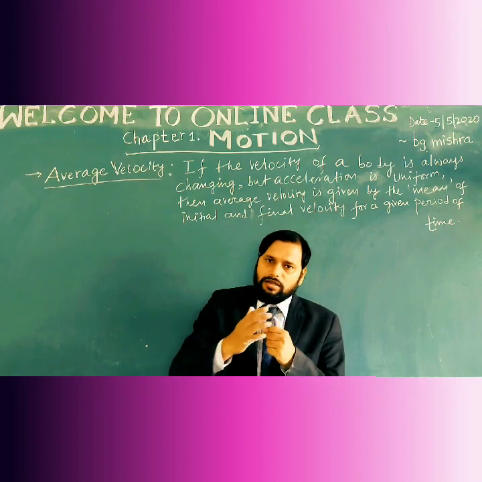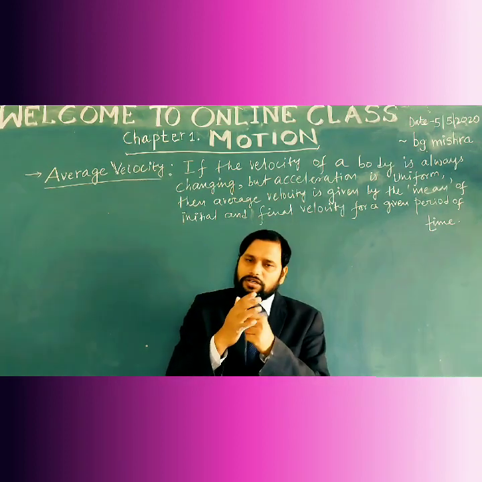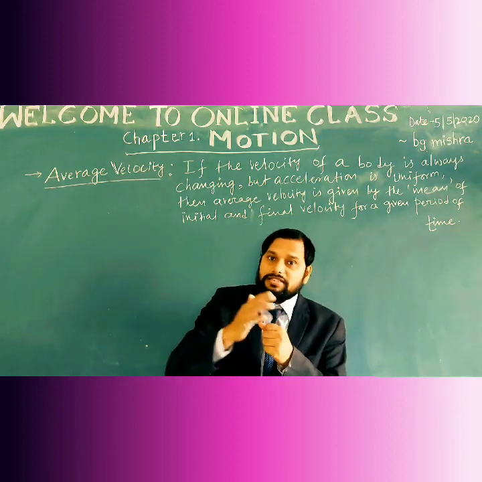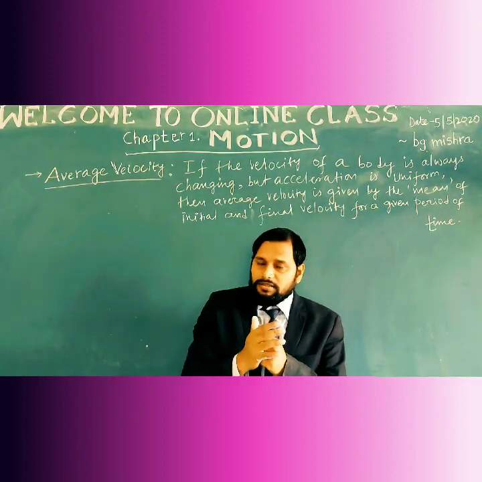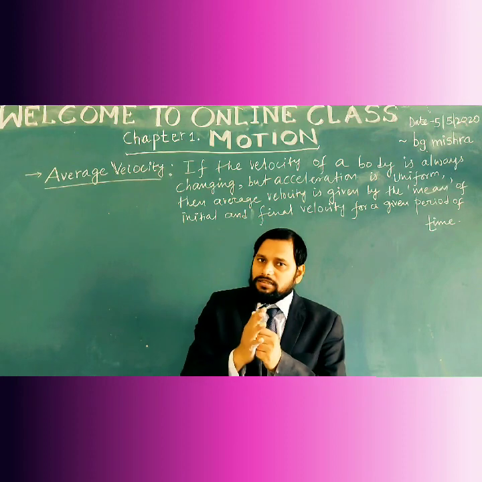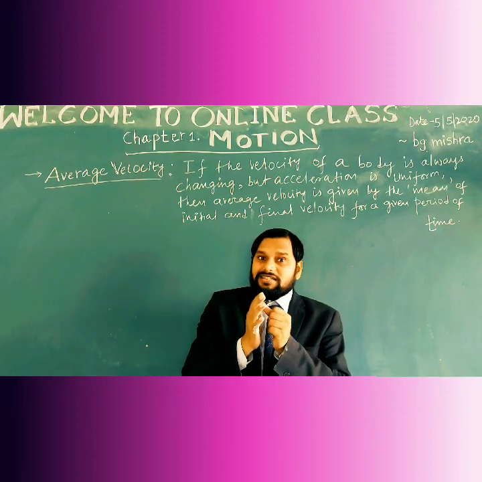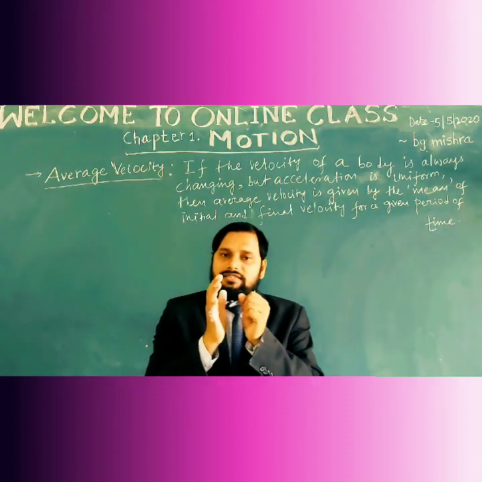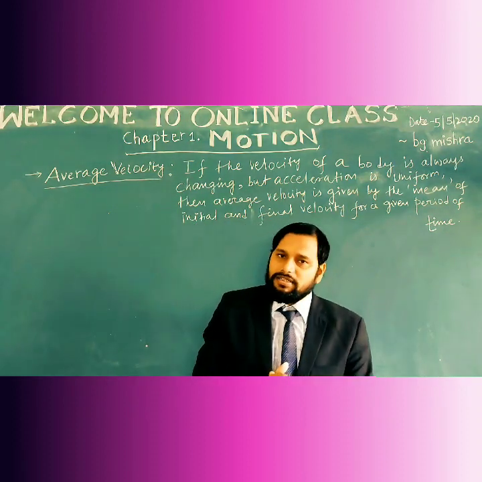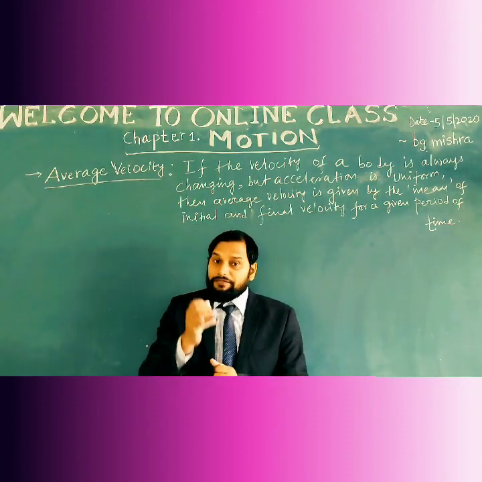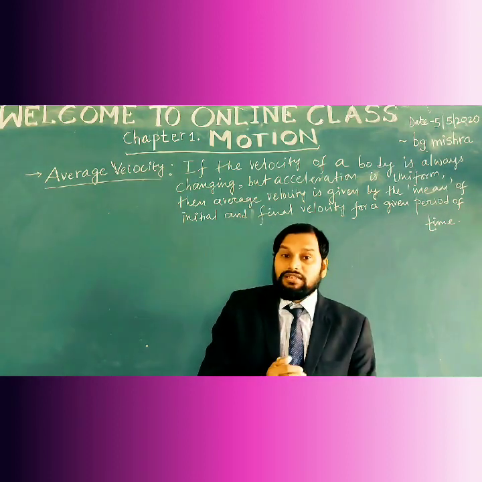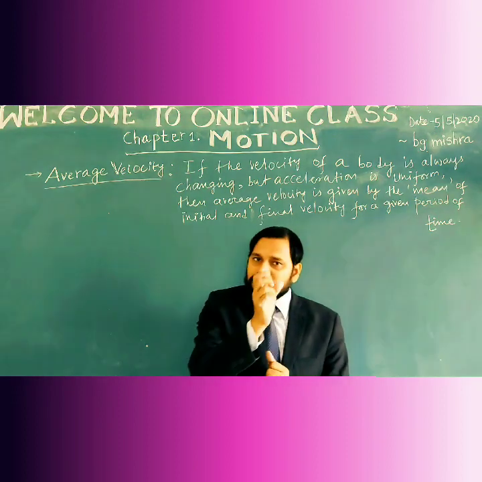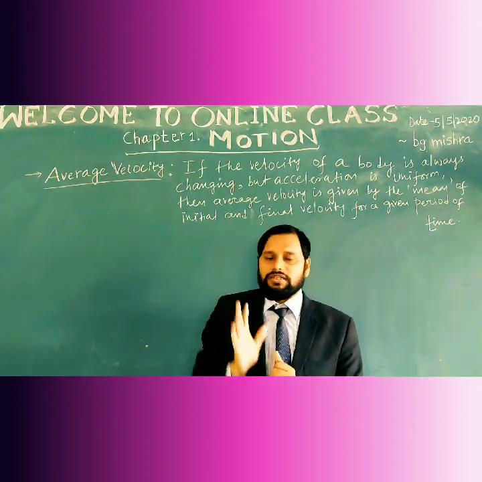suppose a body is moving, and when a body is moving, then its velocity is changing, and when the velocity is changing, then the acceleration is changing at a uniform rate, and when the acceleration is changing at a uniform rate, then average velocity is given by the arithmetic mean of initial velocity and final velocity.